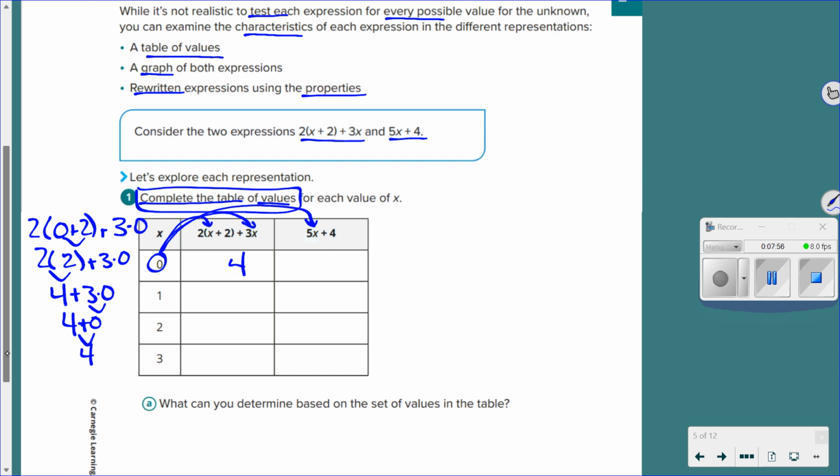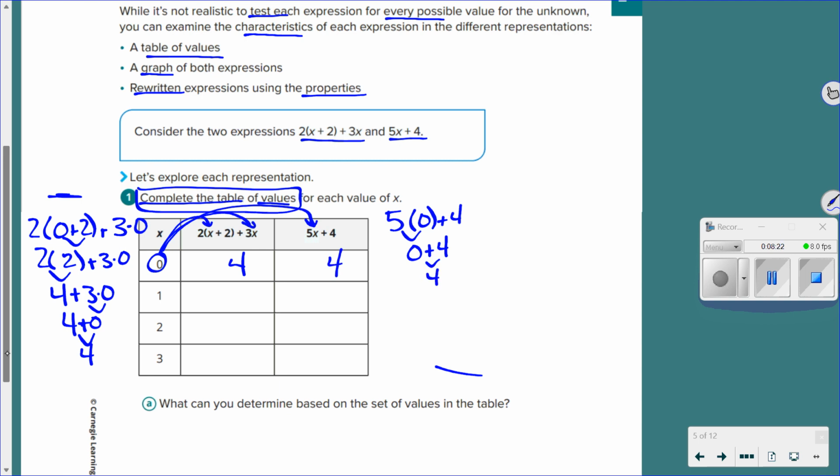Guys, I've given you a lot of room on the side over here, and you've got all this blank space to show your work. The second one is actually really easy because it's just two things. Same process: I'm going to substitute the 0 in for the x value. We follow the same order. Multiplication before addition. 5 times 0 is 0. 0 plus 4 gives me 4.